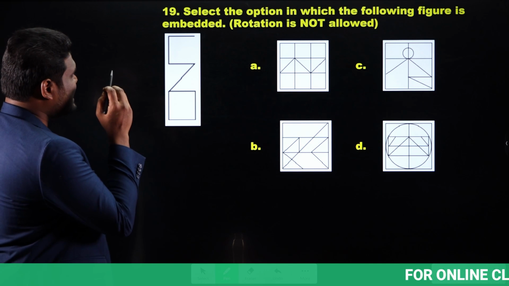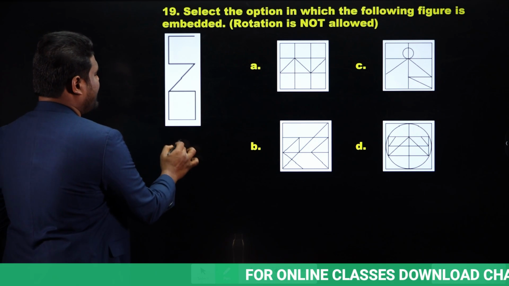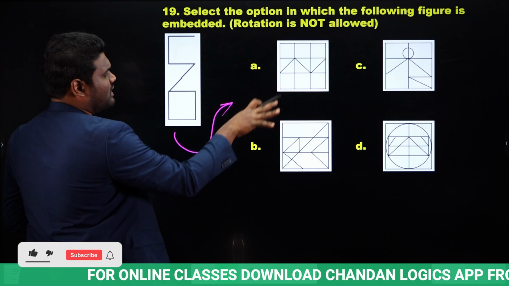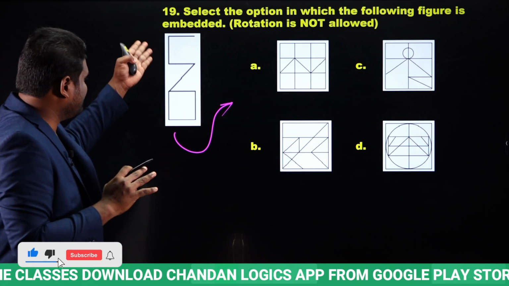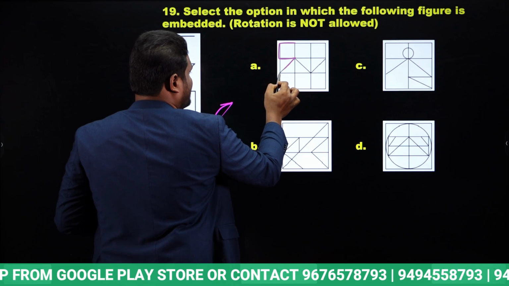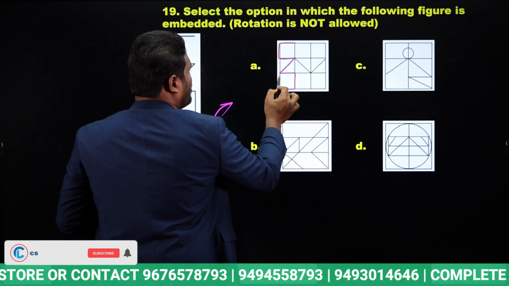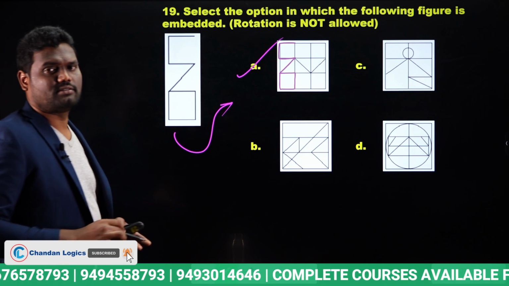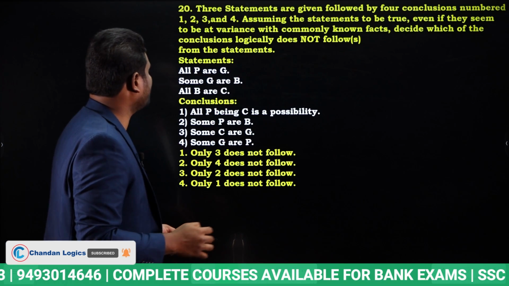Next one. This is an embedded figure. So, I need to find this figure in the given options. Where can I find this figure? It is very simple. I can find this figure exactly here itself. Yes or no? So, option A is going to be the answer. Very simple. Just a fraction of seconds, nothing more than that.